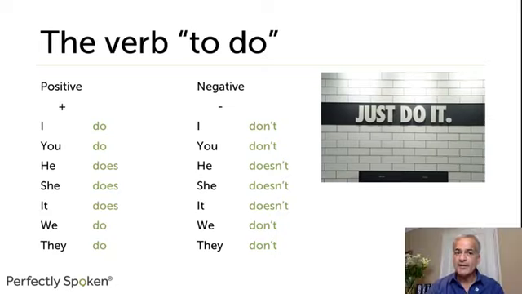So remember the verb to do, positive, negative. He, she, it always changes. So I do, you do, he does, she does, it does, we do, they do. And then negative, I don't, you don't, he doesn't. Pronunciation, please remember, he doesn't, she doesn't, it doesn't, we don't, they don't.